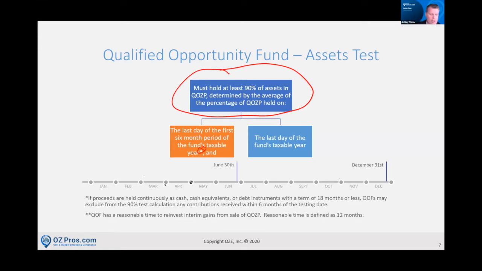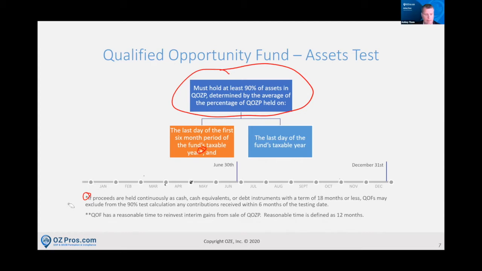But if you see this little asterisk right here, it says that if proceeds are held continuously as cash, cash equivalents, or debt instruments with a term of 18 months or less, and there's no related party carve-outs on here, it could be to anybody, QOFs may exclude from the 90% test any contributions received within 6 months of the asset testing date.